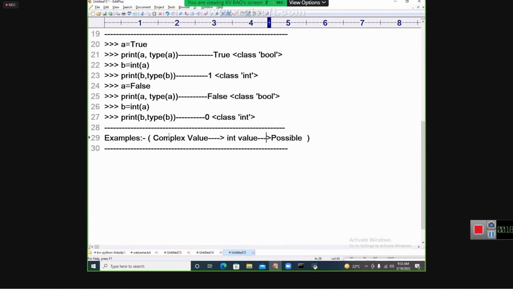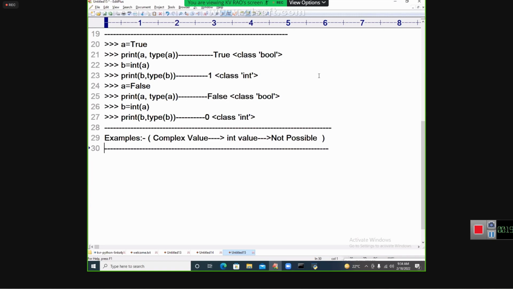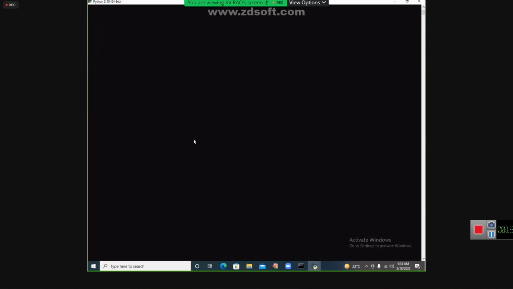This is not possible. Sir, why is it not possible? I just want to give you the clarity. A complex number is nothing but a combination of an imaginary part and a real part, plus one type of symbol, that is called J. Let us see, students.